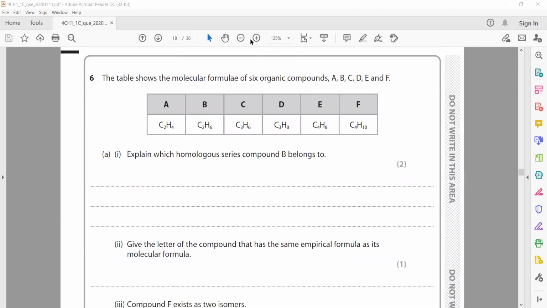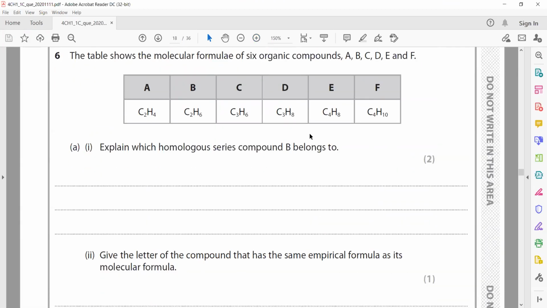The table shows the molecular formula of 6 organic compounds. Explain which homologous series. So which homologous series do they belong to? C2H4, C2H6, like compound B belongs to. B belongs to alkane.